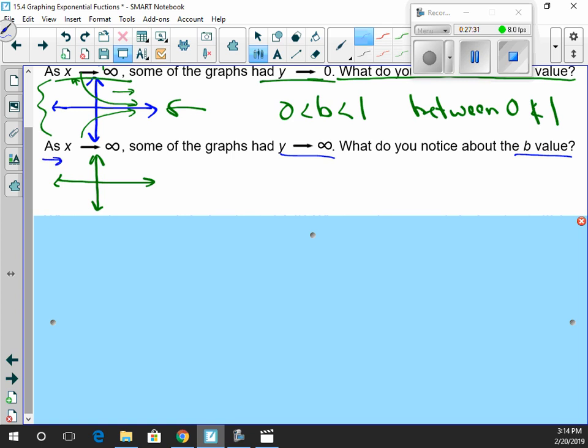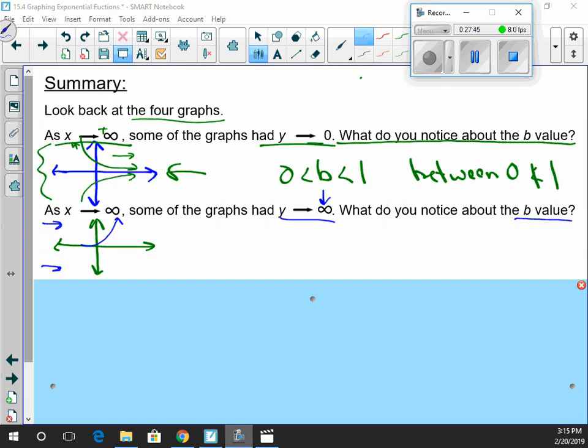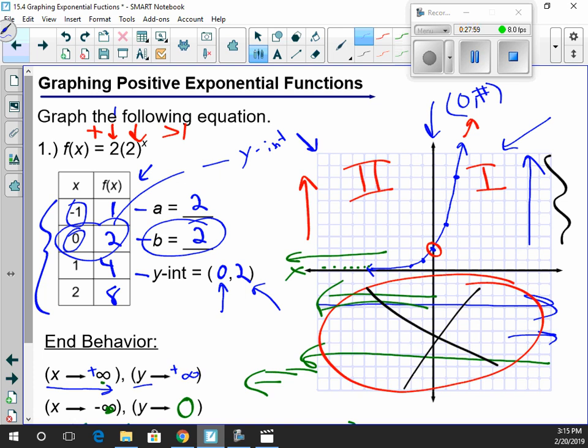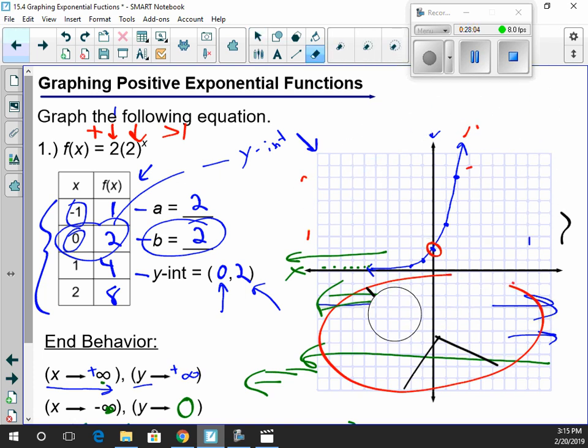So as we're heading in this direction, our y values got closer to positive infinity. So we're talking about graphs that look like this, or yes, just a graph that looked like this. So as we go back to that, what kind of b value produced a graph that looked like this? Well, again, I'm going to have to clean something up. That would be this one here.